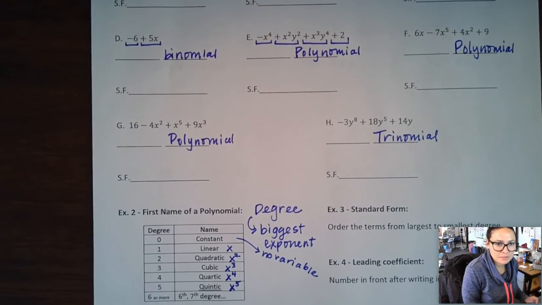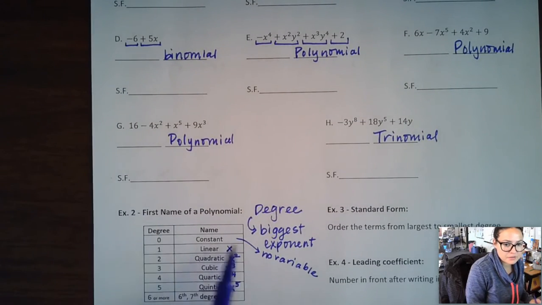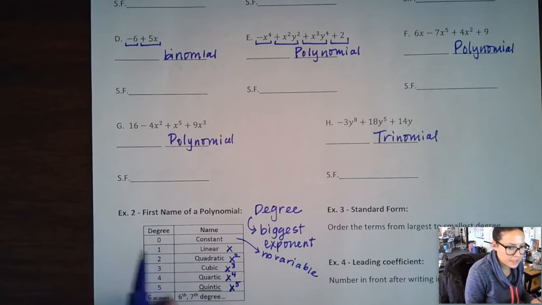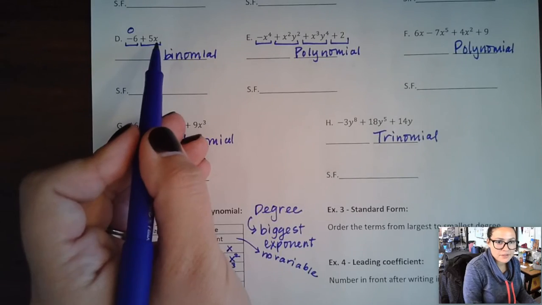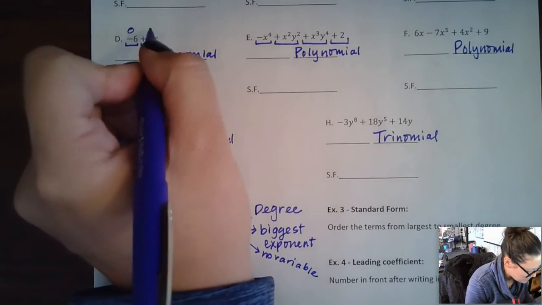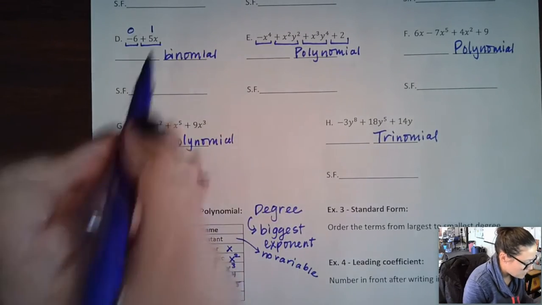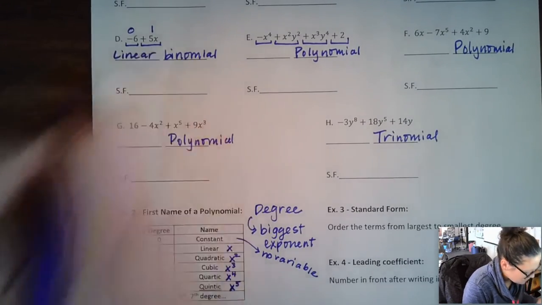All right, let's look at D. So D, the first term is negative 6, which has no variable. So we call that a constant or degree 0. 5x, x really has an exponent of 1. That is degree 1. The biggest one is 1, so we call this a linear binomial.